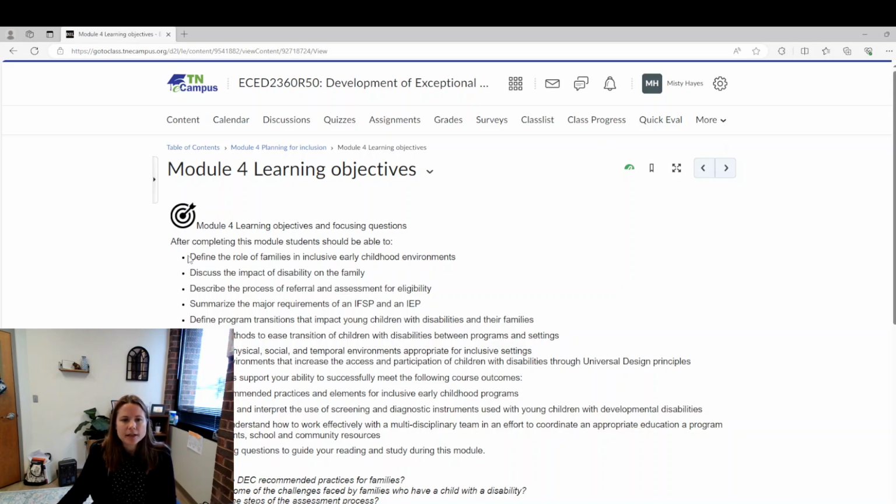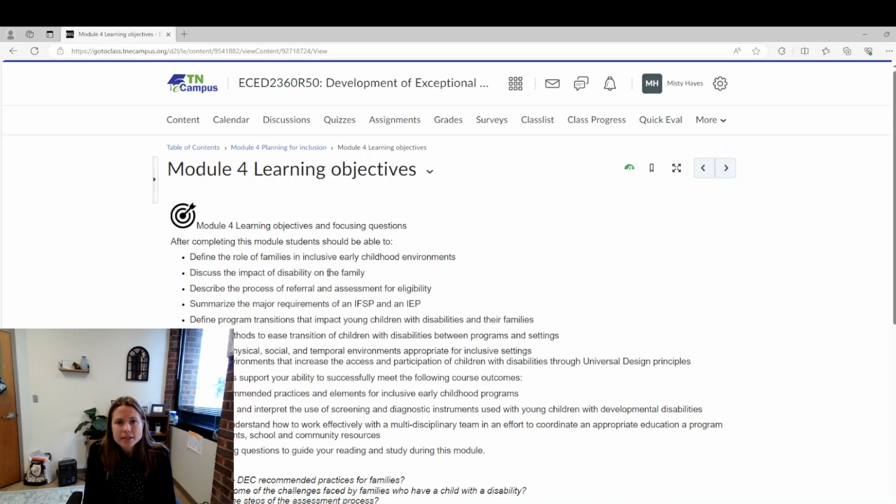And then up here you're seeing, I want you to be able to define the role of families in inclusive early childhood environment. How do we collaborate with them? What roles do they have? How do they help us? Discuss the impact of disability on the family. Describe what the process of referral is to see if the child's eligible to receive services. We're going to summarize the major requirements of what is included in IEP and IFSP. Define program transitions that will impact young children and their families. Okay, so that's part of your transition plan you'll be completing in your case study project.